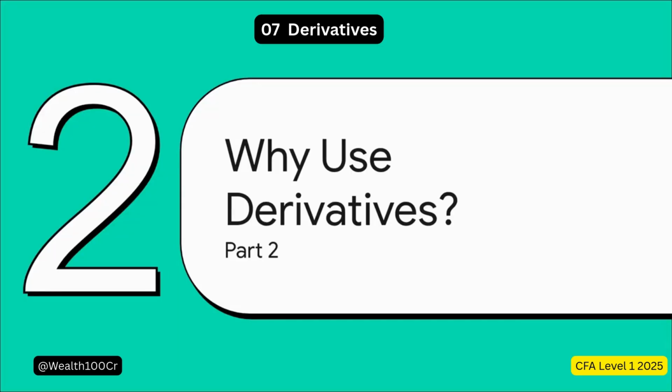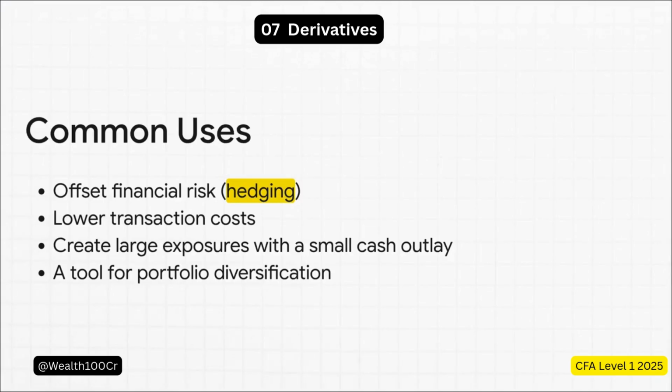So, we now know what a derivative is and what its main parts are. But why? Why do people make these kinds of contracts? What is the use? That's a very good question. Let's find out the answer. One of the biggest reasons people use derivatives is to manage risk. The special word for this is hedging.